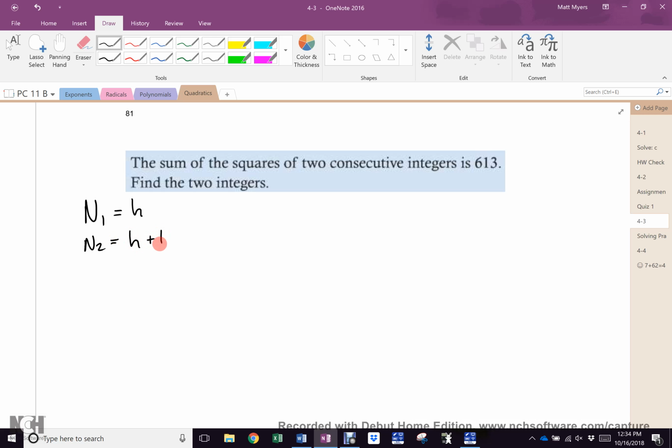Okay. Now what else do I know about these numbers? The sum of the squares is 613, right? So how do I square the first one? How do I write it? H squared. Plus, how do I square the second one? H squared. Nope. How do I write that squared? H plus 1 squared. And what does that equal? 613.